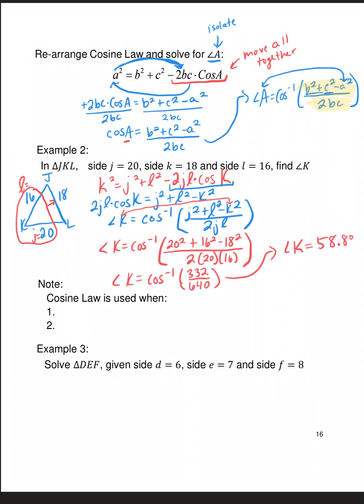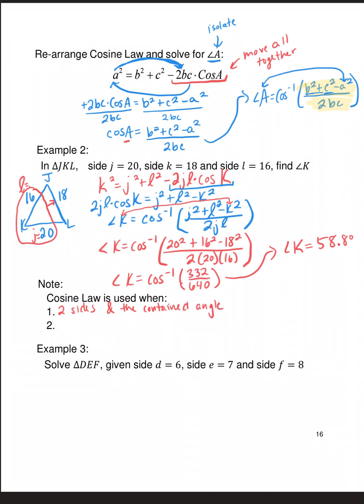So when you're finding an angle, again, the extra step is that we do have to rearrange cosine law, but if you become familiar with the pattern of what the rearranged cosine law looks like, then it's not too bad. And then of course you have to do the cos inverse at the end, just like you have to do the sine inverse for sine law. So a couple things to note here in terms of when do we use our cosine law. We use our cosine law when we've been given two sides and what we call the contained angle.